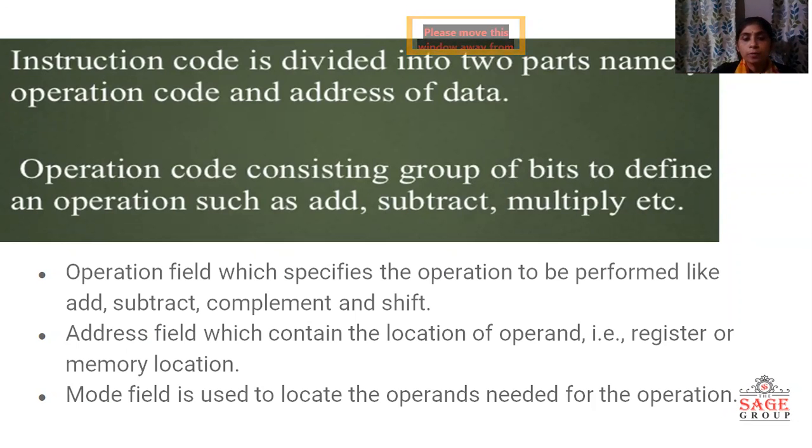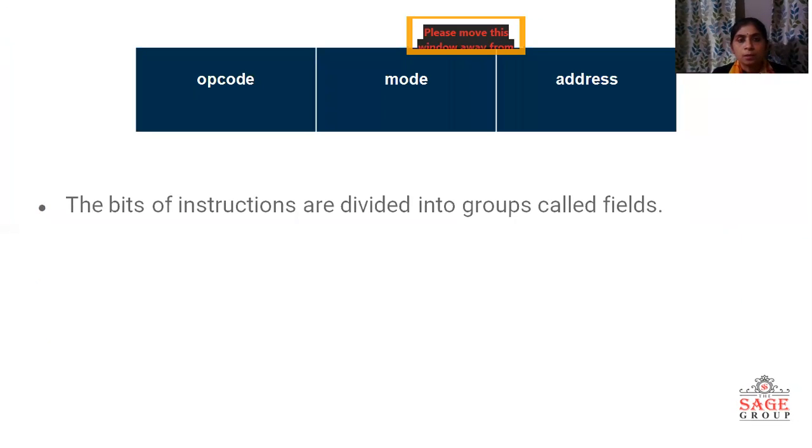In instruction format, we are concerned only with the address field, which contains the location of the operand: a processor register, a memory address, or a register address. These are the three important fields. The opcode, or operation code field, tells which type of operation we have to perform: arithmetic or logical. The second field is the addressing mode, which indicates which type of addressing mode is used: direct, indirect, register direct, or register indirect. And we are concerned with the address field.